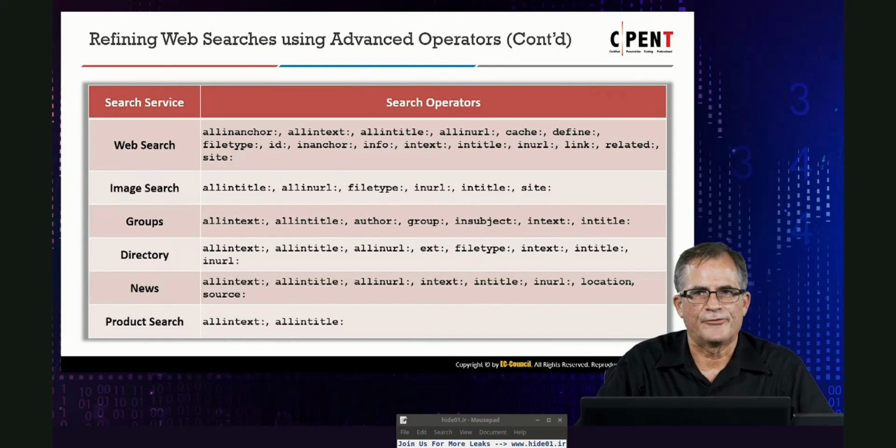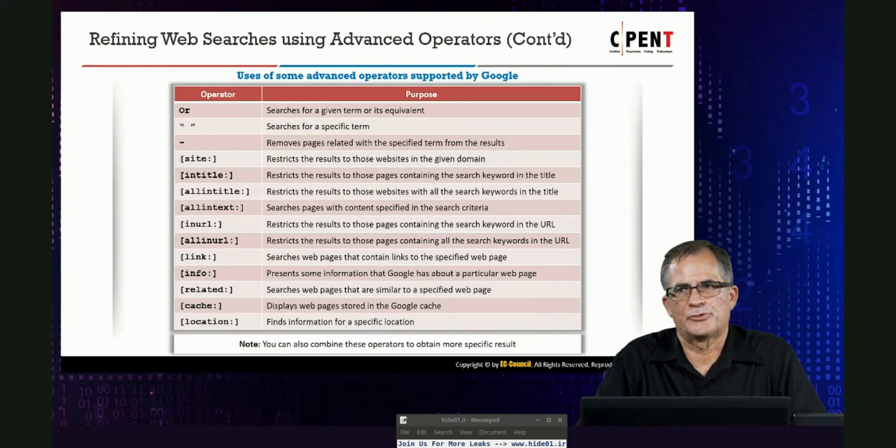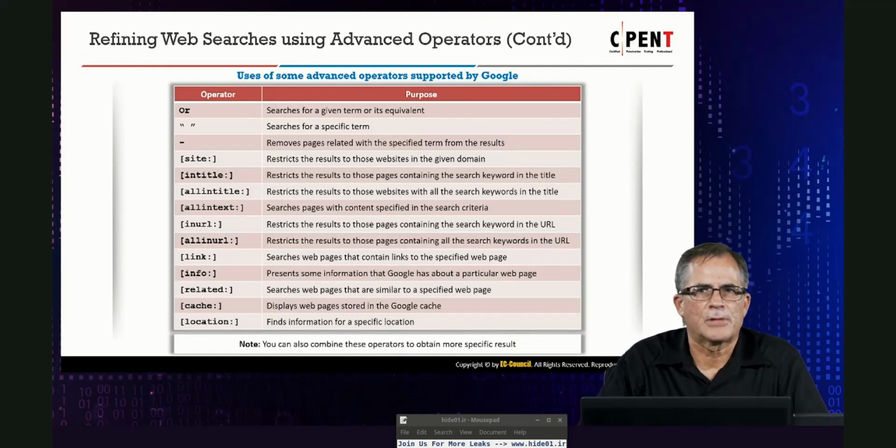Here's the web search, the different operators for the web search, right? The image search, those types of things. The groups, different things we can do there. The directories, the news, and the product search. All these are things we can do with the advanced operators. More advanced searches for you, advanced operators, link, cache, site, intitle, those types of things. They're all pretty much self-explanatory.